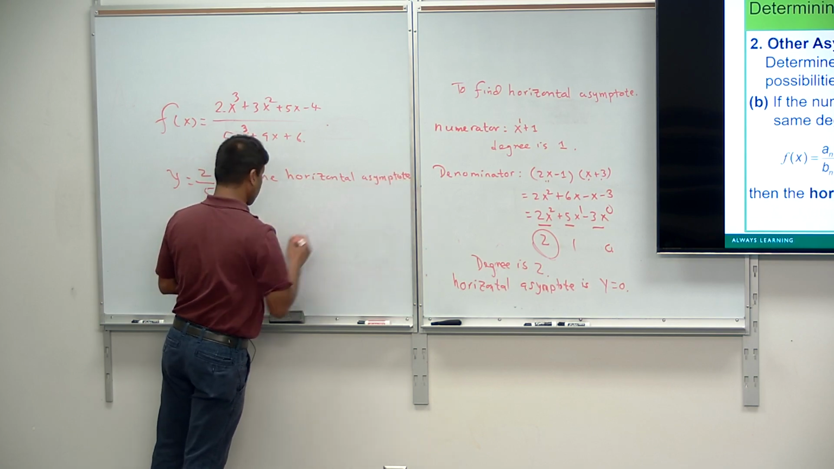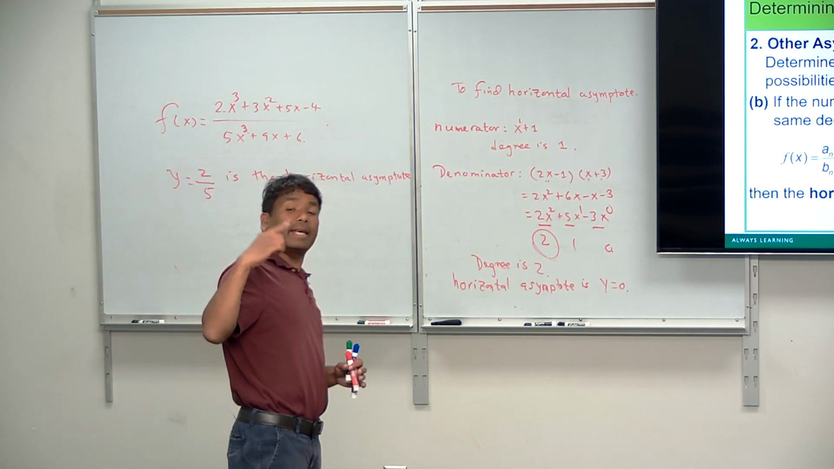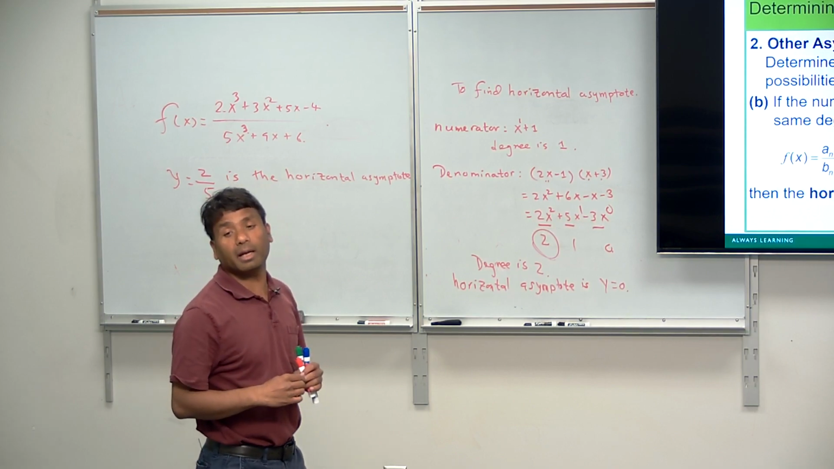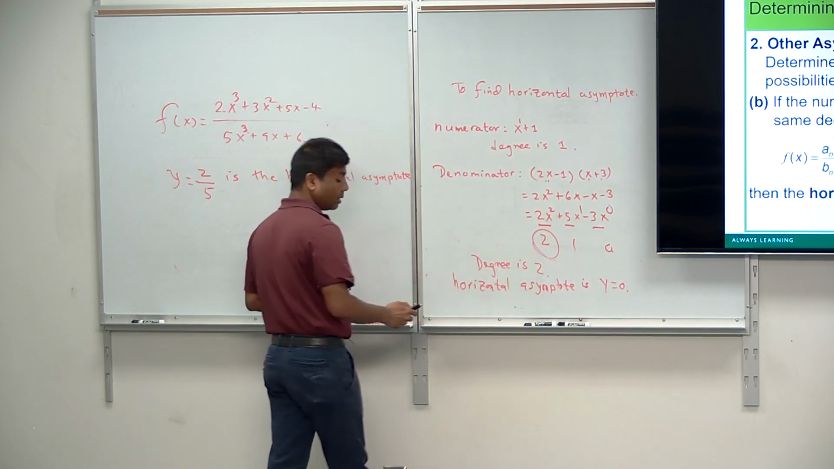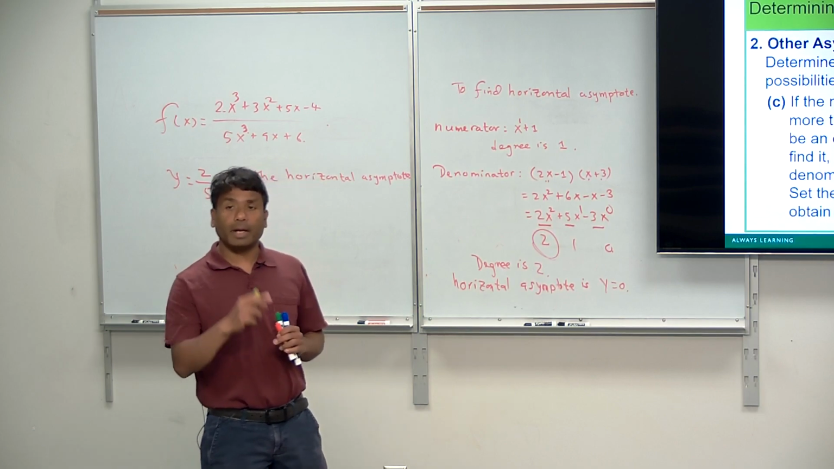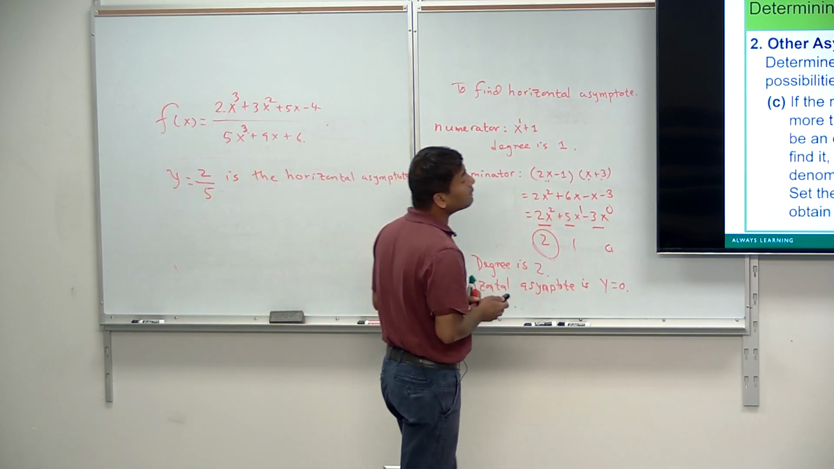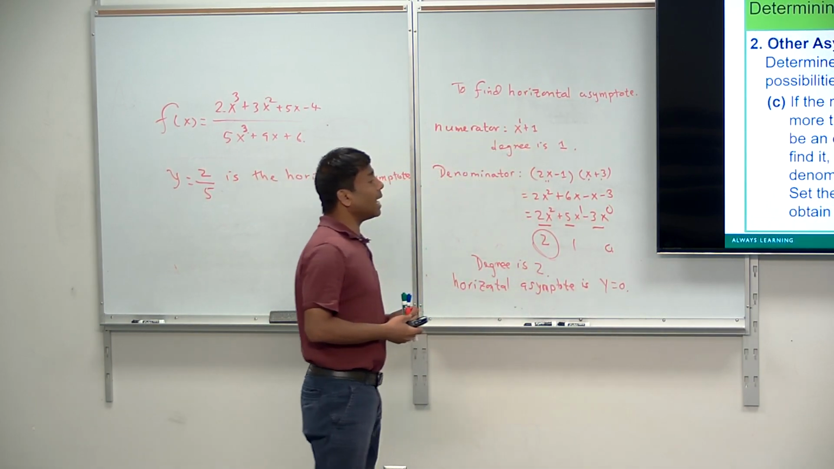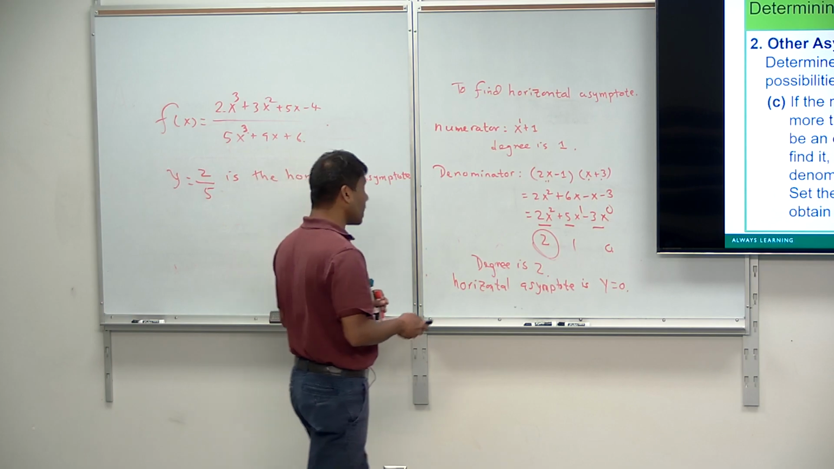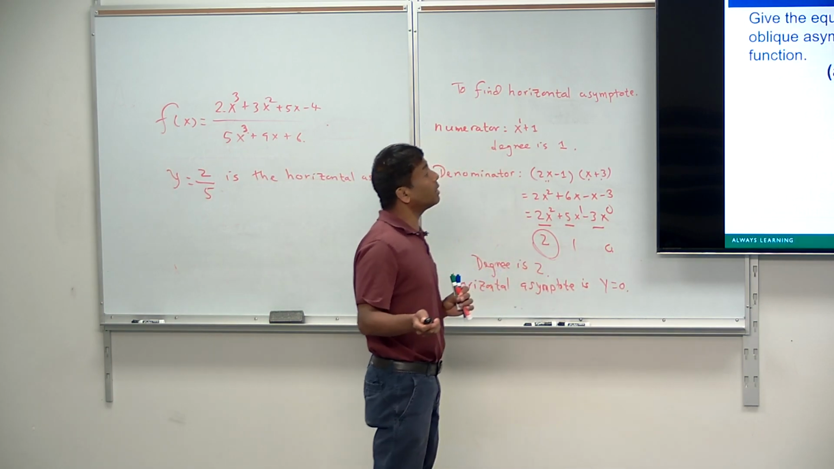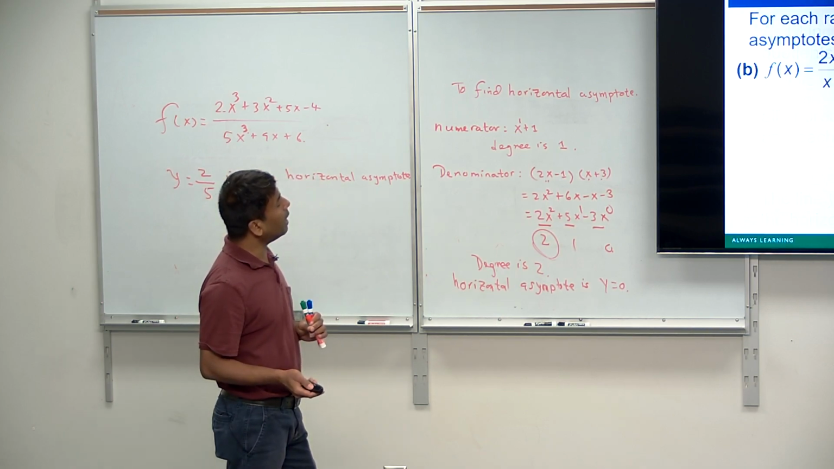That makes sense, guys? Now, if the degree of the numerator is exactly 1 more than the degree of the denominator, in that case we will have an oblique asymptote. So we divide the numerator by the denominator and y equals the quotient. We disregard the remainder, and y equals the quotient will be the oblique asymptote.